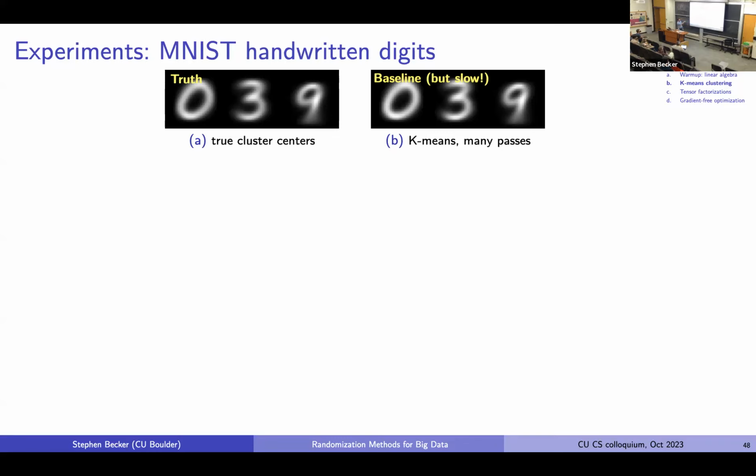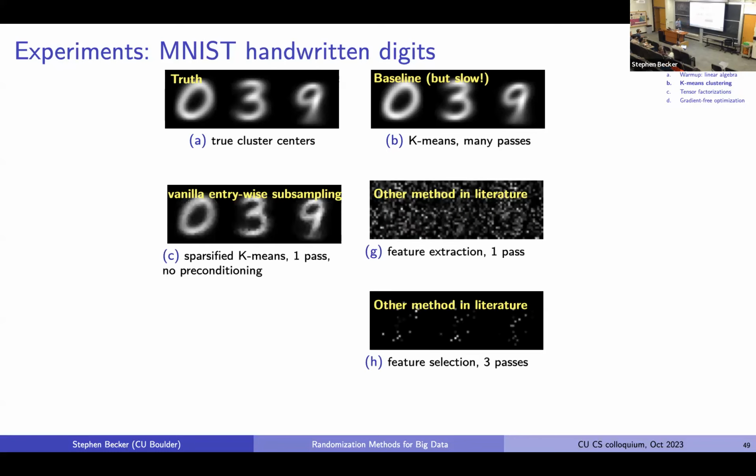Okay, but this took many passes through the data. I had to load it from memory many times if this was a big data set. So I don't like that. Let's do something better. So here are three options. One is let's sparsify the matrix without that preconditioning transform. When I do that, I get something that looks okay, but definitely not quite the same quality, not bad.